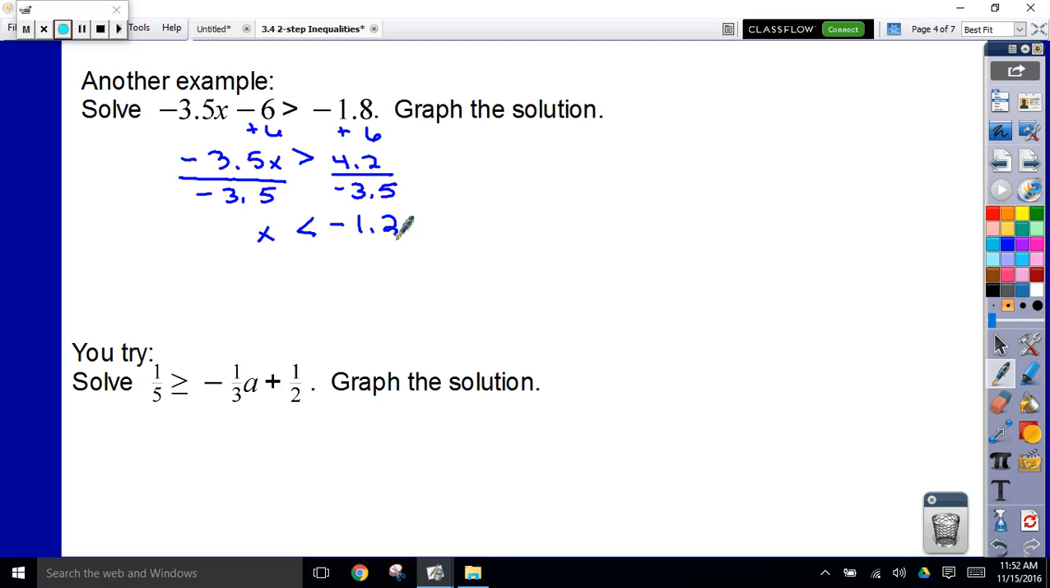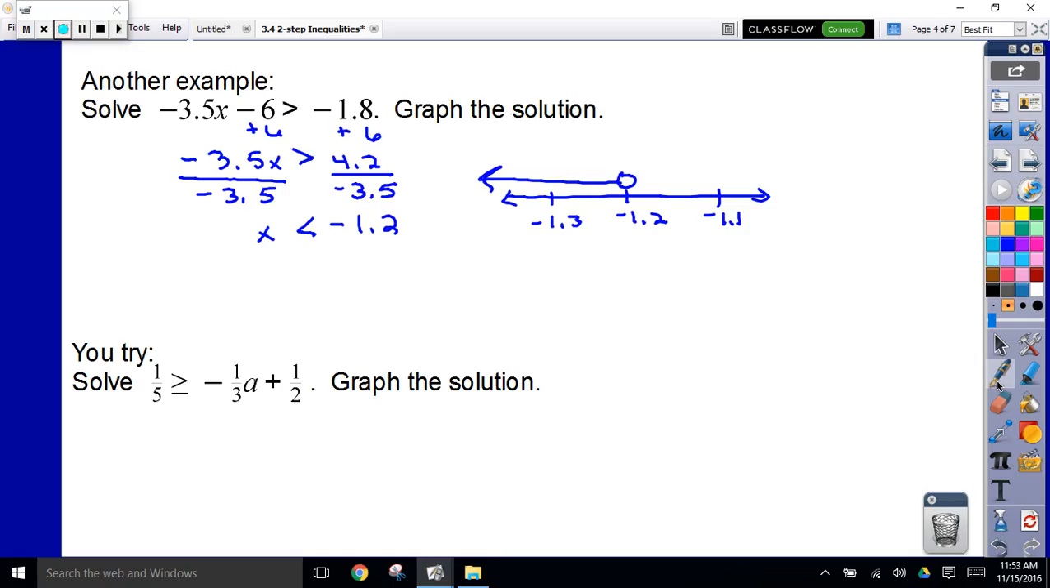Yes? Where'd you get 4.2 at? Negative 1.8 plus 6 is 4.2. They're different signs, so you're going to subtract them. So I'm doing 6 minus 1.8, which is 4.2. Okay, now on the graph, I'm going to do some points: negative 1.3, negative 1.2, negative 1.1. I'm going to do an open circle, and I'm going to go to the left. Okay, next one we're going to do together because we're running a little short on time.